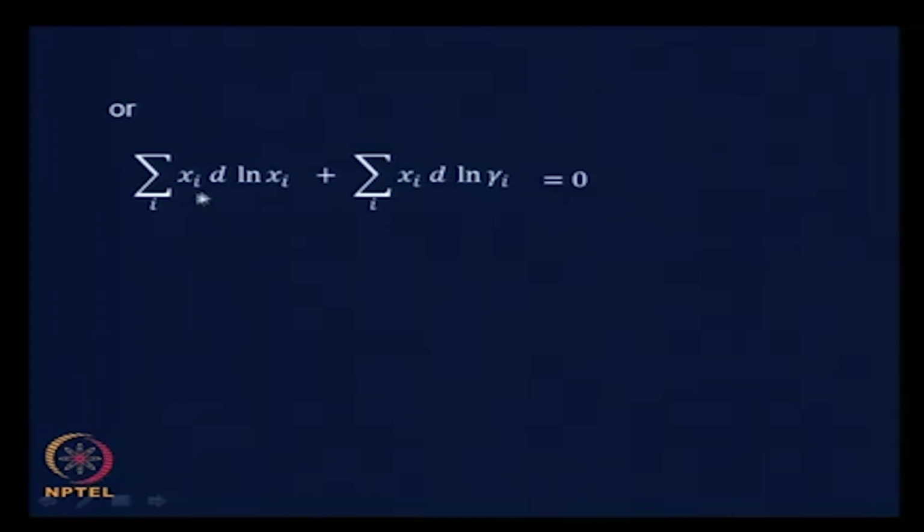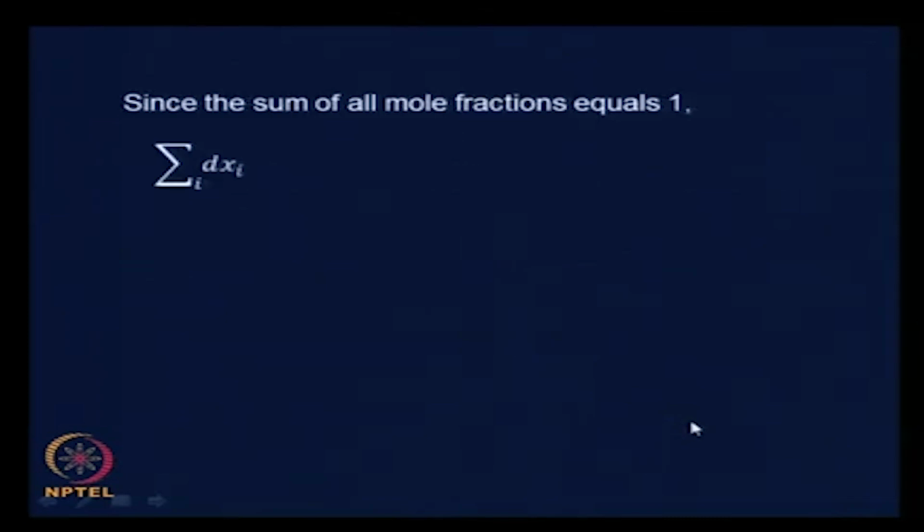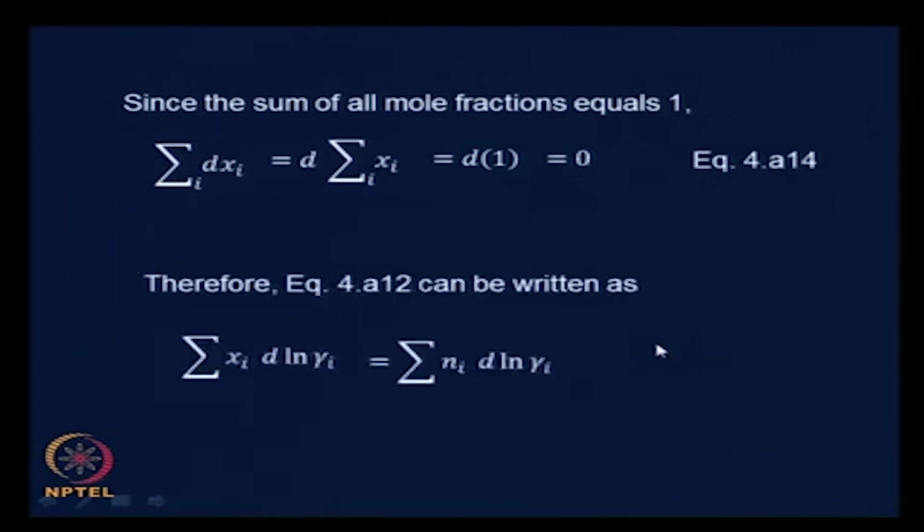and xi d ln xi, each one of these terms, is nothing but xi times 1 by xi dxi. d ln gamma I is 1 by xi dxi, therefore we could cancel xi to get dxi, and then the sum over all dxi's would be d of the sum over all xi's, which would be d of a constant, which is nothing but 0. Therefore, we obtained sum over xi d ln gamma I equals, multiplying by the total number of moles, sum over ni d ln gamma I, which is 0.